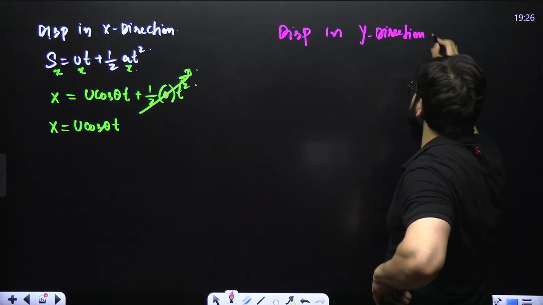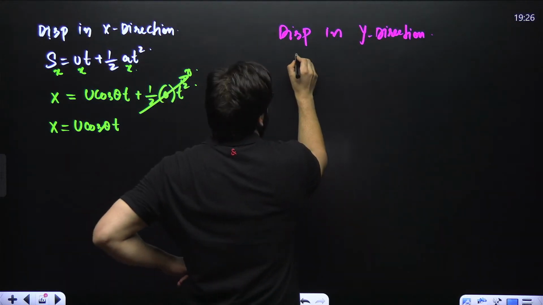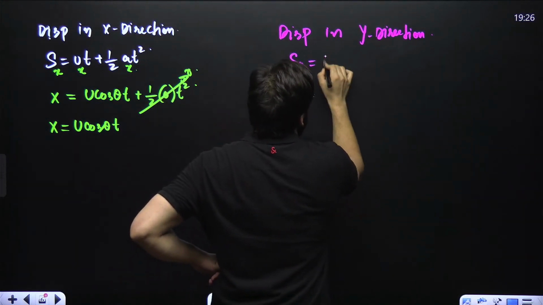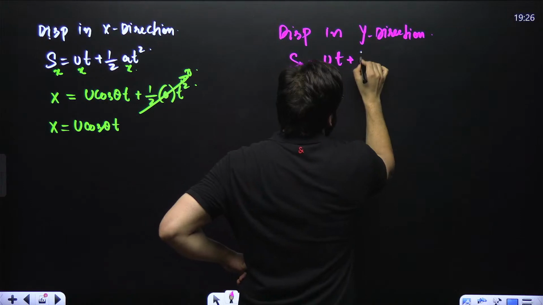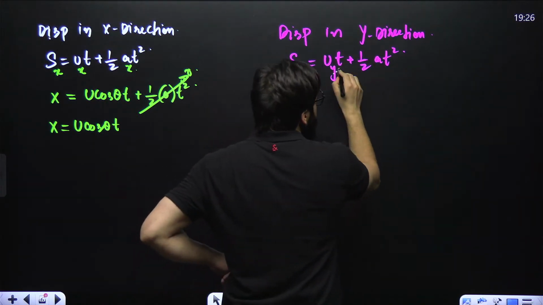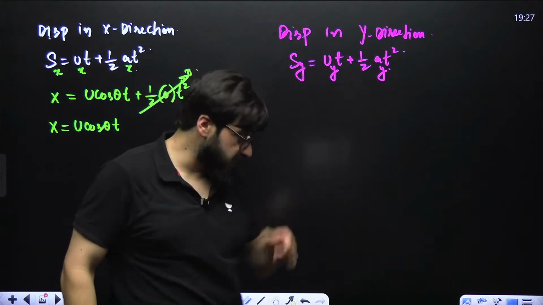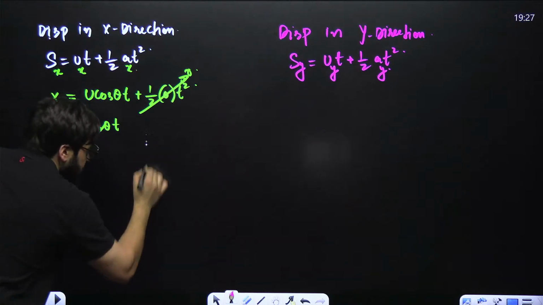What is the displacement in y direction? In order to find the displacement in y direction, I will use the equation S is equal to ut plus 1 by 2 at square. But remember, we'll have to use this equation in y direction over here. Why? Because we are finding the displacement in y direction.